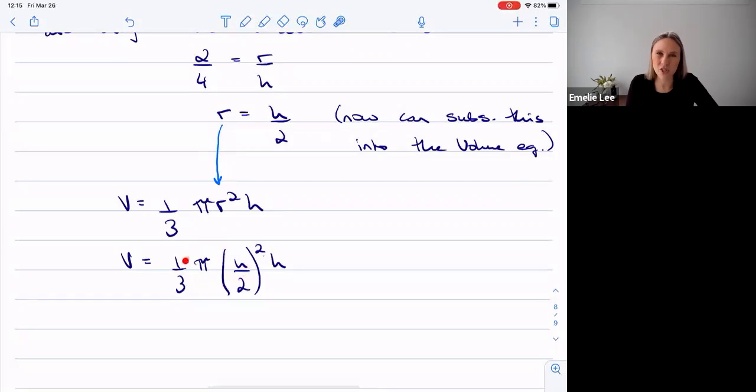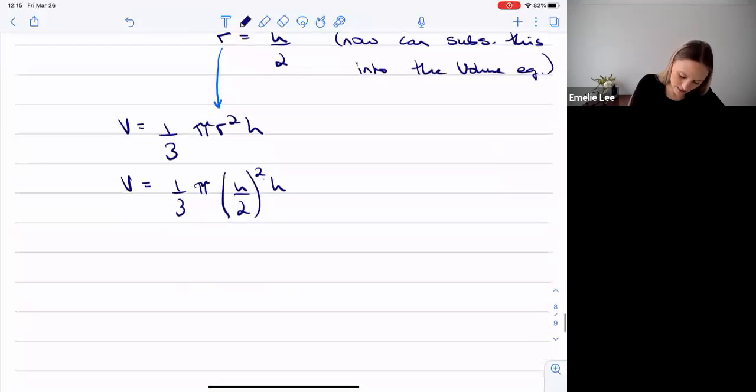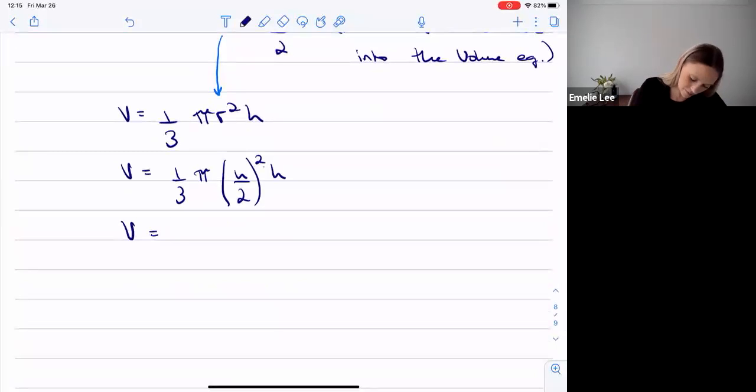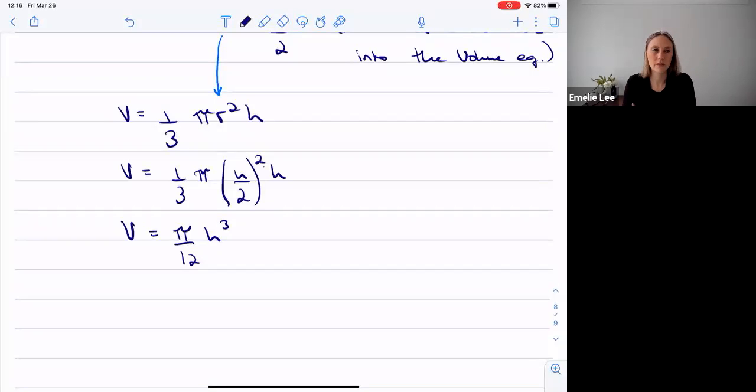So I've got a bunch of constants here that I'm going to bump to the outside. So I get V is pi over 12 times h to the power of 2 times h, which is h to the power of 3. So now we have it only in terms of V and h, which is what we wanted, right?